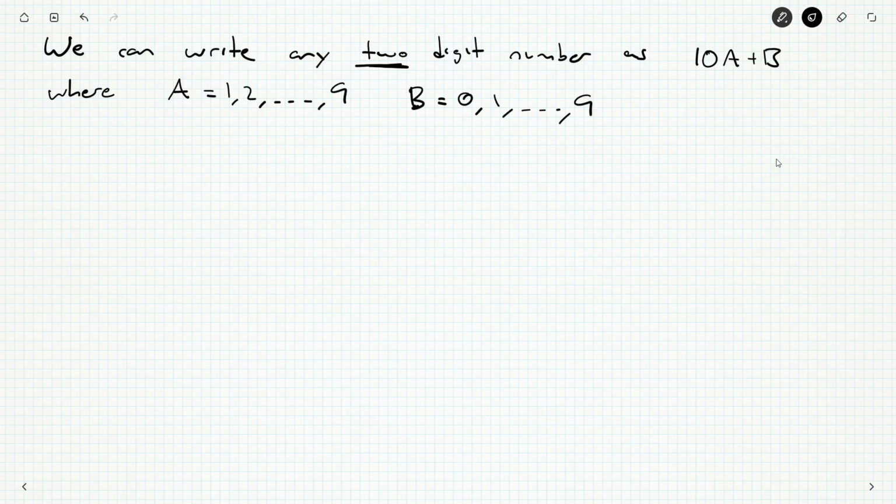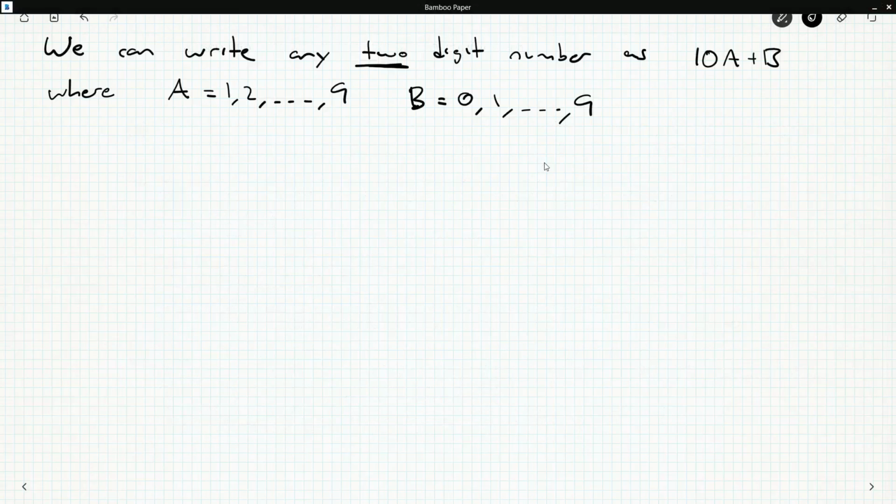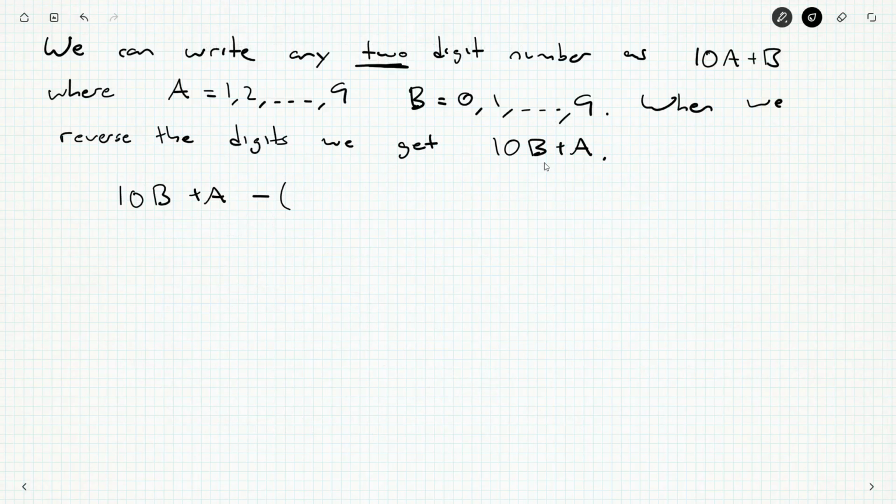Okay, so we're talking about reversing the digits. Well, when I have it written out like this, it's very easy to reverse the digits. When we reverse the digits, we get 10b plus a. And we want it to be increased by 27. So we have 10b plus a minus the original number, 10a plus b, and we want that to be equal to 27. All right, well, what can we do here?